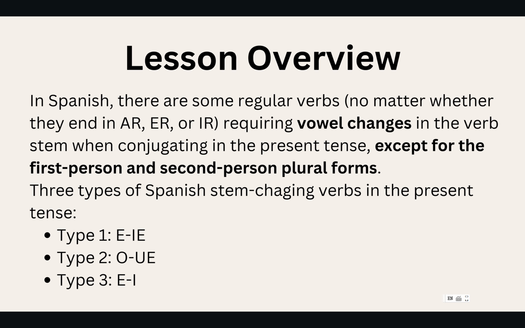There are three types of Spanish stem changers in the present tense. Type 1. E to IE stem changers. Type 2. O to UE stem changers. And type 3. E to I stem changers.